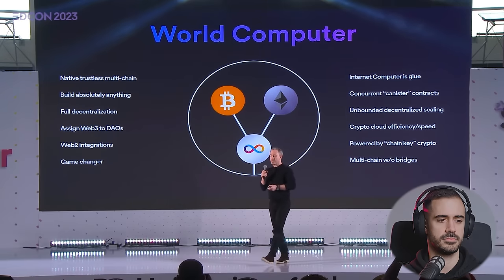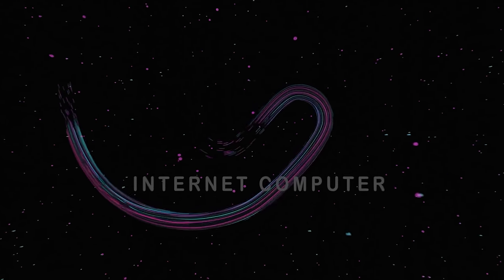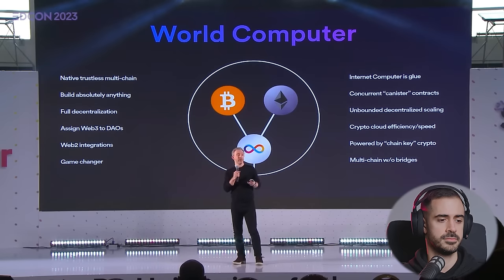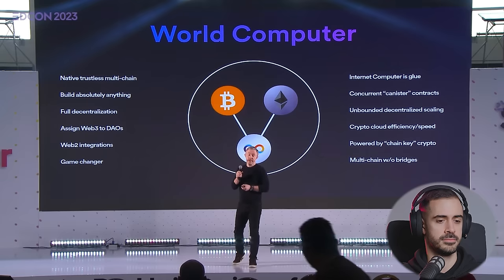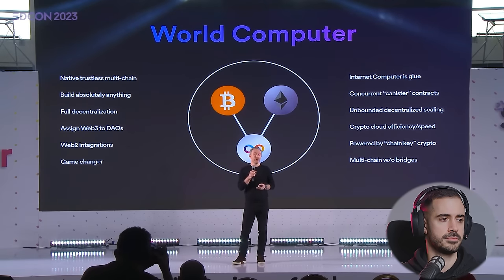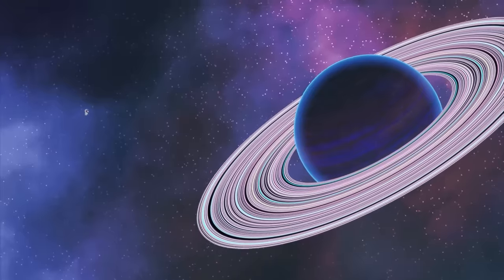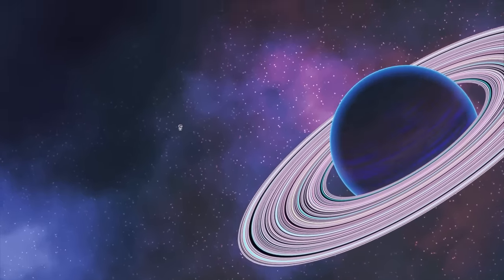So what does this world computer do? If you can combine different chains and you can add crypto cloud functionality, one of the things it can do is trustless multi-chain. So the Internet computer can interact with other blockchains without bridges. You can build absolutely anything on it. So you could build a mass market social network that will run end-to-end in a decentralized way. You can assign Web3 services to DAOs, and not just in the sense that people vote on proposals, and if some bit of text gets enough votes, someone goes away with a backdoor key and implements the proposal, but with full automation. And you can integrate with Web2. So it's a big potential game changer.